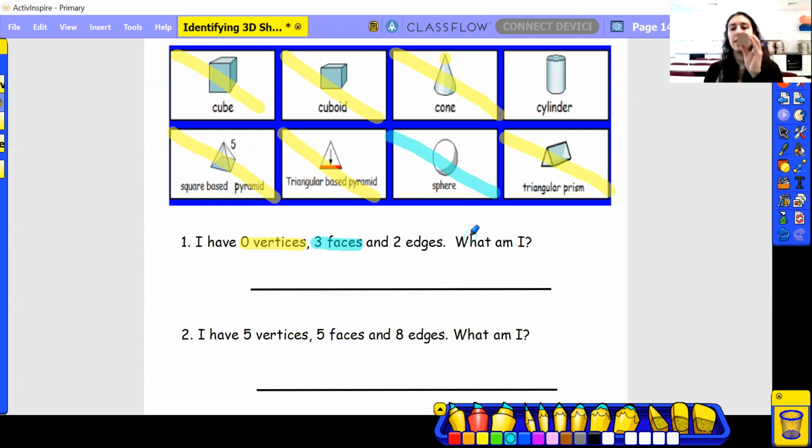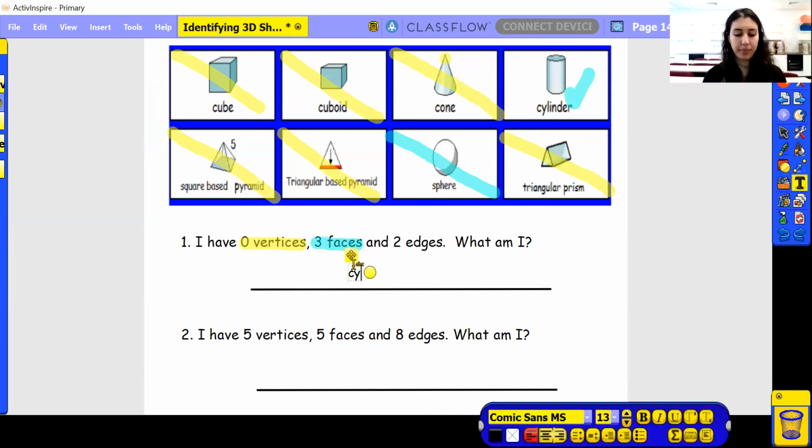Let's count the faces on the cylinder. 1, 2, 3. So it is our cylinder. Does it have 2 edges? 1, 2. Yes, it does. So it is a cylinder. Well done if you got that one right. So I'm going to read you the next one, and then you can pause the video and have a go at working it out yourself. I have 5 vertices, 5 faces, and 8 edges. What am I?